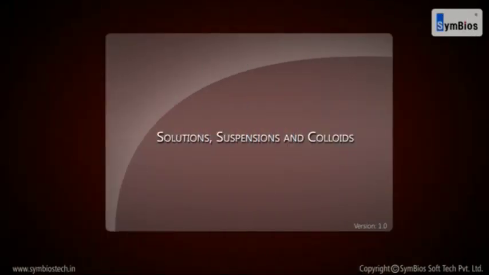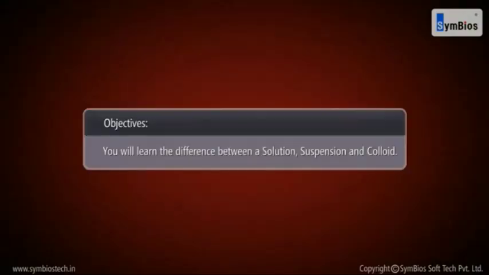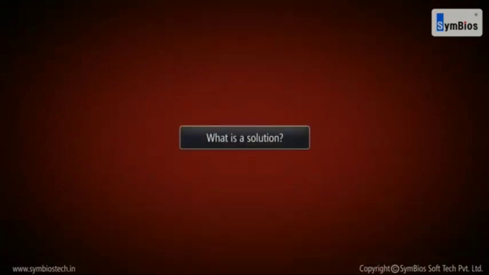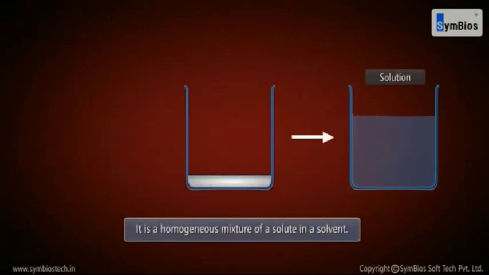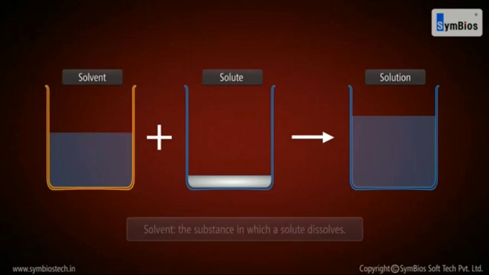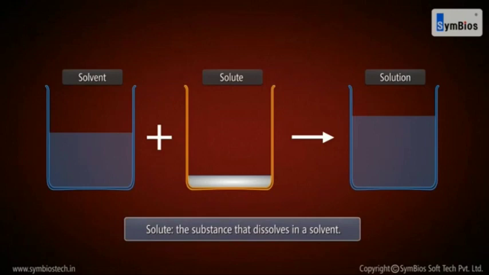Solutions, suspensions, and colloids. You will learn the difference between a solution, suspension, and colloid. What is a solution? It is a homogeneous mixture of a solute in a solvent. Solvent, the substance in which a solute dissolves. Solute, the substance that dissolves in a solvent.